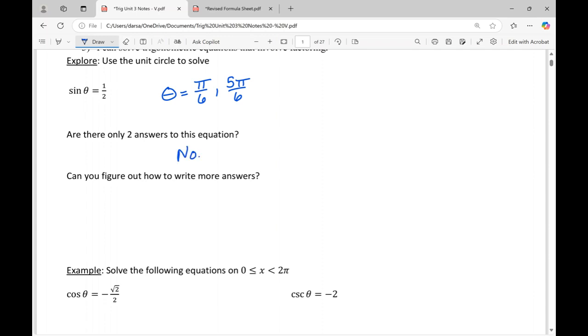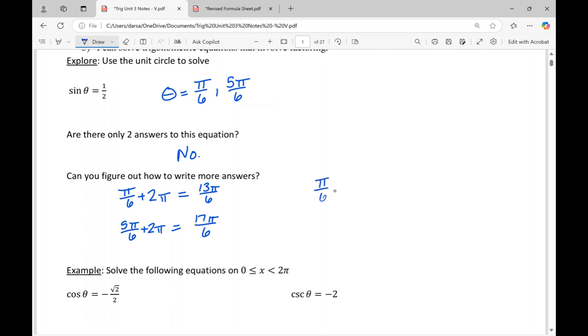Remember, a sine wave repeats every period, which is 2 pi. So if pi over 6 has a sine of 1/2, then if we complete a full revolution of the unit circle, pi over 6 plus 2 pi, a full unit circle, is going to give me 13 pi over 6, which will also be an answer. And 5 pi over 6 plus 2 pi will also be an answer, and that is going to give us 17 pi over 6.